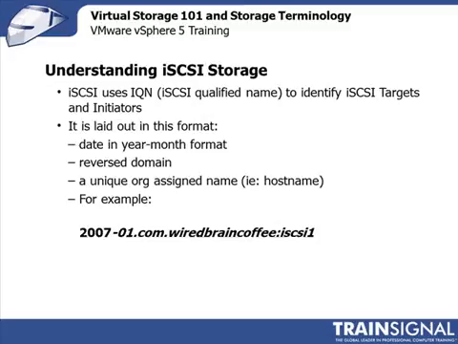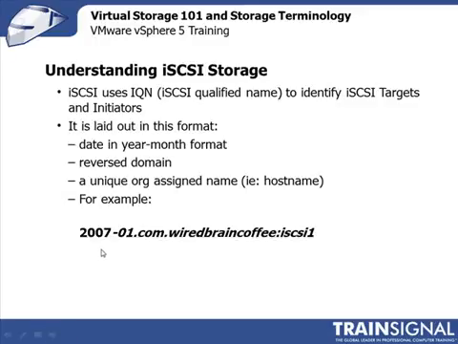The IQN is laid out in the following format. You have the date in year-month format. You have the reverse domain. You have a unique organizationally assigned name, for example, the host name. So for example, to break down what an IQN is made up of, you can start with the following.